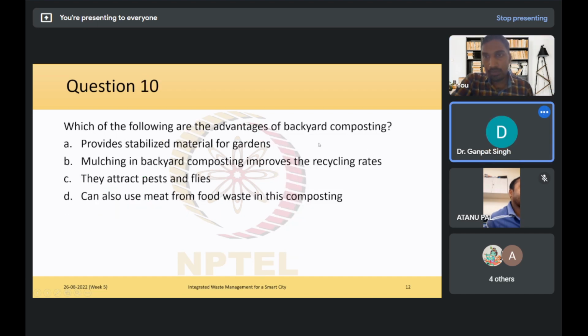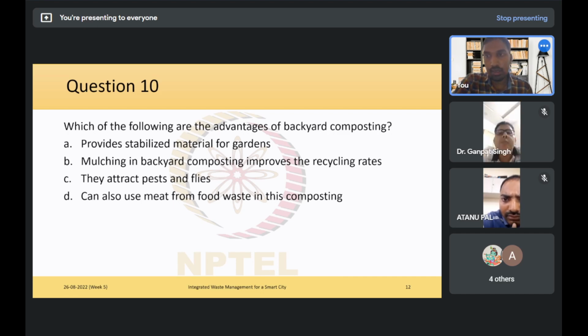So question number 10. Which of these are the advantages of backyard composting? The options are: A, it provides a stabilized material for gardens. Option B, mulching in the backyard composting improves the recycling rates. C, they attract pests and flies. And D, you can also use meat from the food waste in this composting. So which of these are advantageous when we do backyard composting? Backyard composting is doing composting in our home itself.